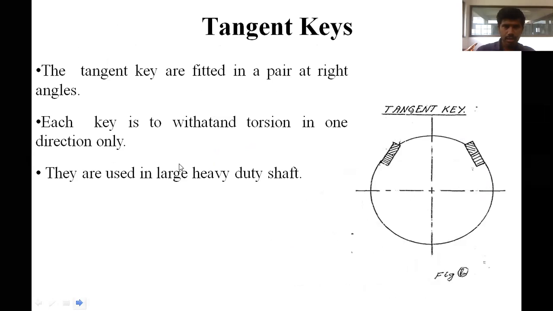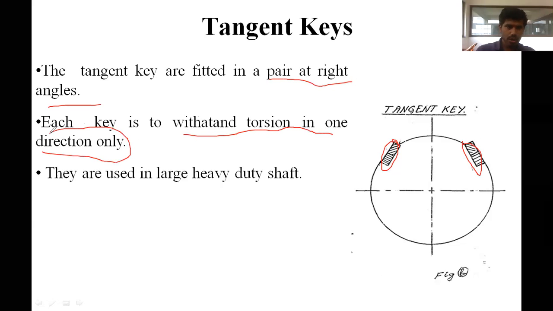Tangent keys. As the name indicates, these keys are placed on the tangent line. The tangent keys are placed at right angles. Each key is to withstand the torsion in one direction only, and they are used in large heavy-duty applications.